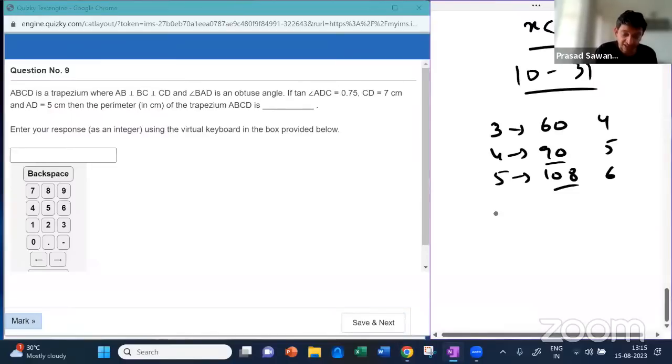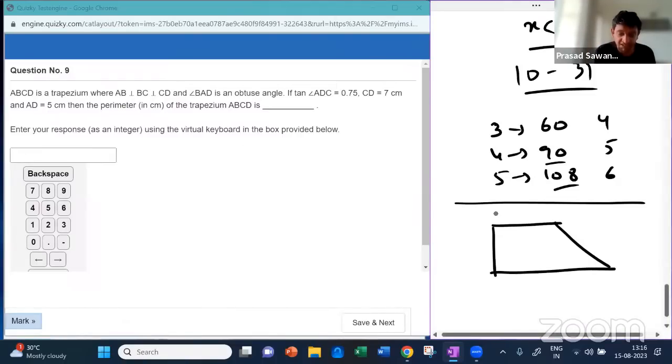ABCD is a trapezium where AB is perpendicular to BC is perpendicular to CD. Okay, so it's a 3-right-angle trapezium. It will look something like this. And BAD is an obtuse angle. Okay, so ABCD, AB is perpendicular to BC is perpendicular to CD. BAD is obtuse. Tan ADC is 0.75, which is opposite upon adjacent, 3:4.